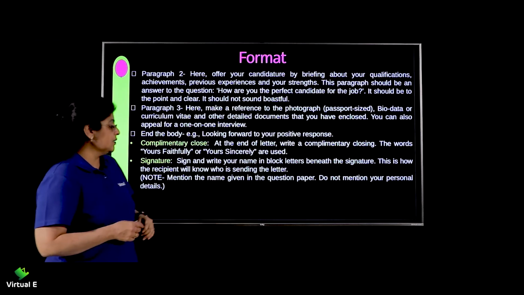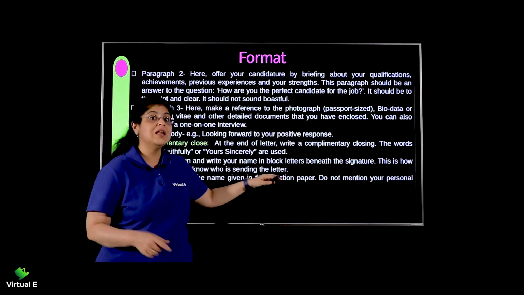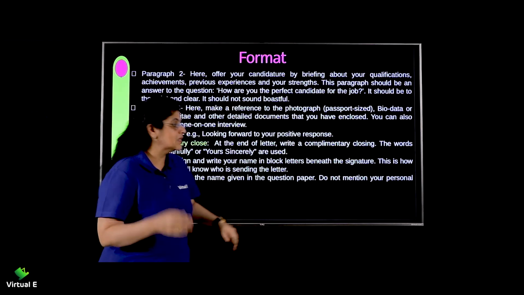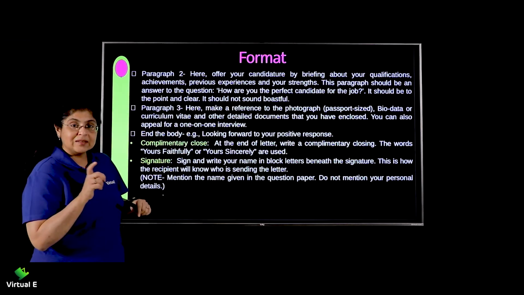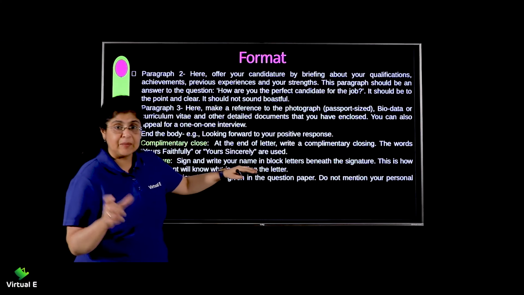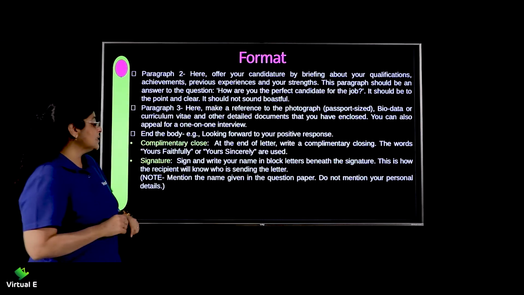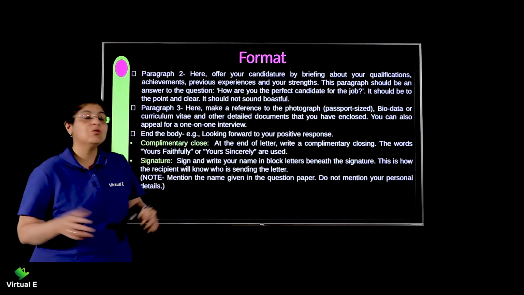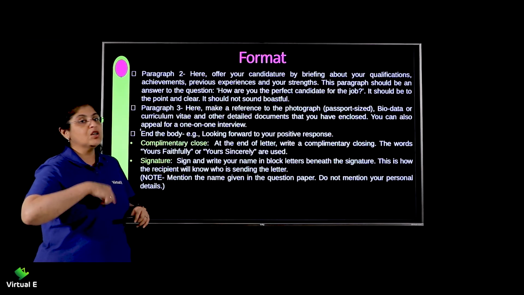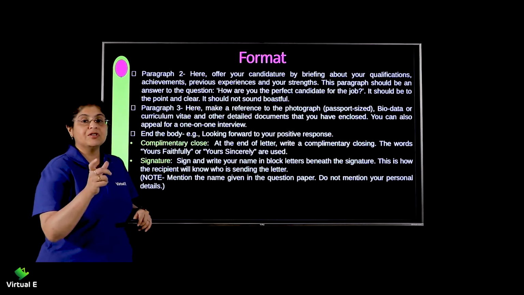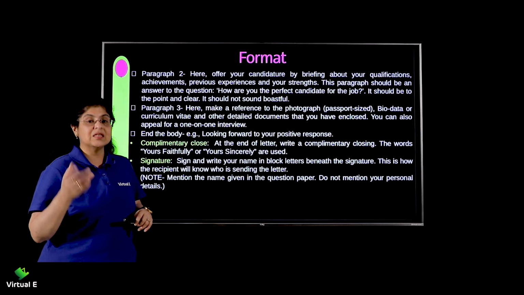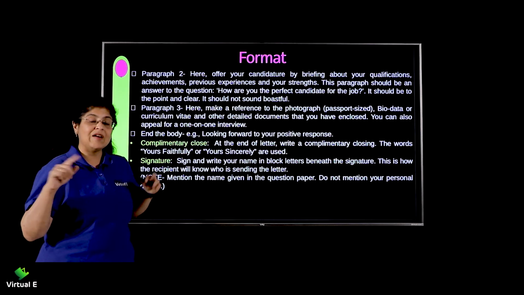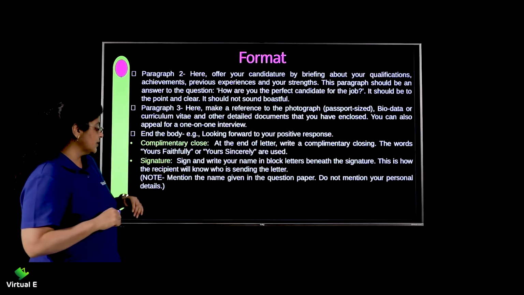Finally, the signature. Sign and write your name in block letters beneath the signature. You sign it first and below that, write your names in capital in block letters. This is how the recipient will know who is sending the letter. See, your signature may be something else. You cannot get your name out of it, right? Some use their name and surname. It depends. But generally, that's not the case. So you have to write your name below in block letters.